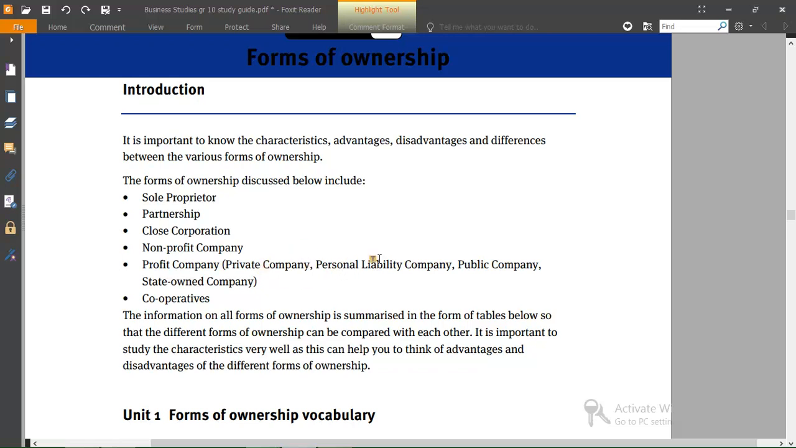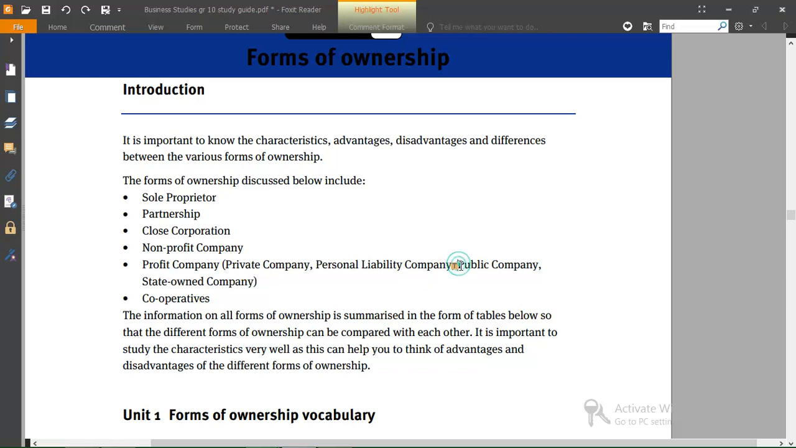The main difference is that in a personal liability company, the directors are jointly and severally liable for the debts of the business, meaning that they have unlimited liability. Also, the name of a personal liability company ends with INC, which means incorporated, but for a private company it ends with PTY Ltd, which means proprietary limited.